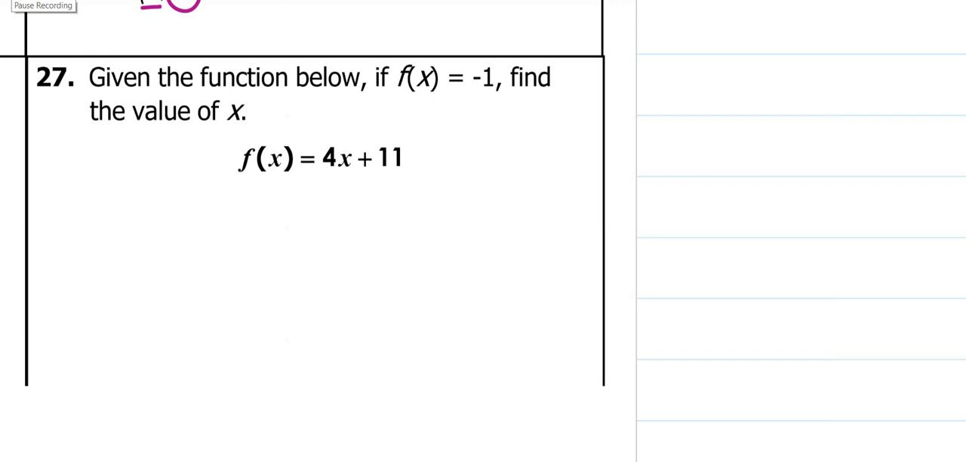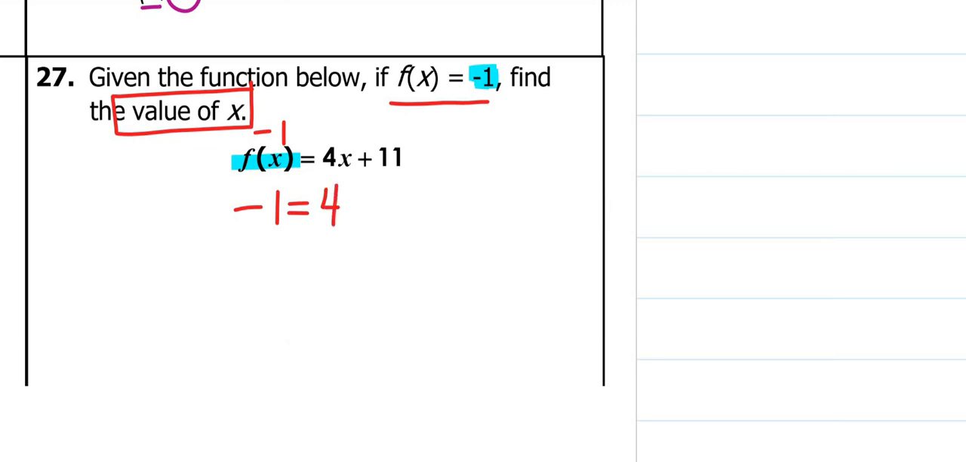27. Given the function below, if f of x is equal to -1, find the value of x. So we're looking to solve for x. You're not plugging anything in for x. You're trying to solve for it. So remember, f of x is equal to -1 means this -1 is the output. That's what you should set the entire equation equal to. So we're going to replace f of x with -1. So let's go ahead and do that. -1 is equal to 4x plus 11. And now all we have to do is solve for x. We're going to subtract 11 from both sides.